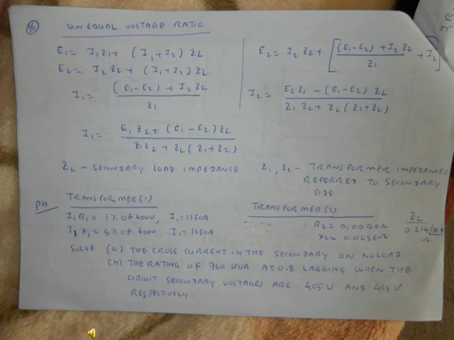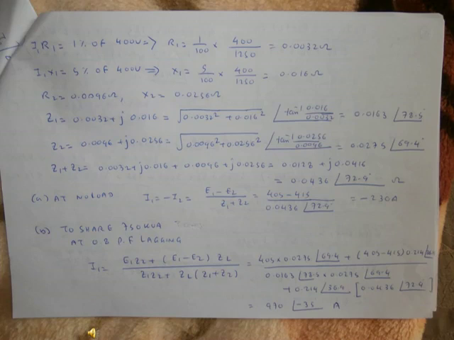So we solve this problem. R1 equal to 1% of the 400 volt, then we get R1 equal to 1 divided by 100 multiplied by 400 divided by 1250, so you get 0.0032 ohm. X1 equal to 5% on the 400 volt, so X1 equal to 5 divided by 100 multiplied by 400 divided by 1250, so you get 0.016 ohm. R2 is 0.0096 ohm and X2 is 0.0256 ohm.